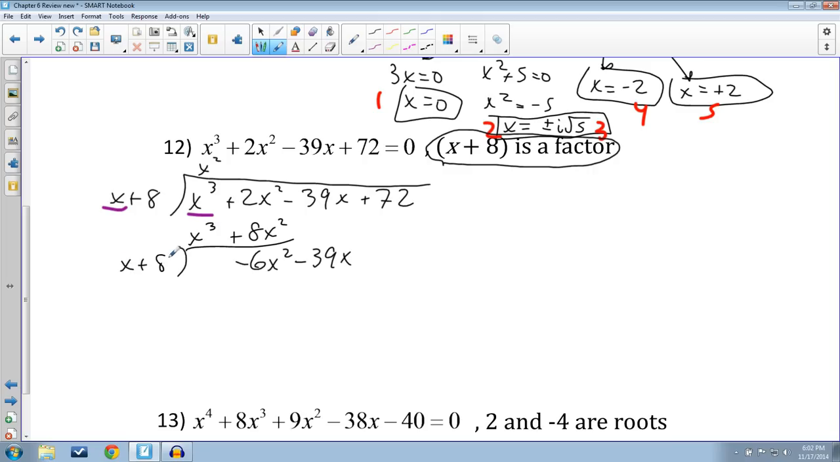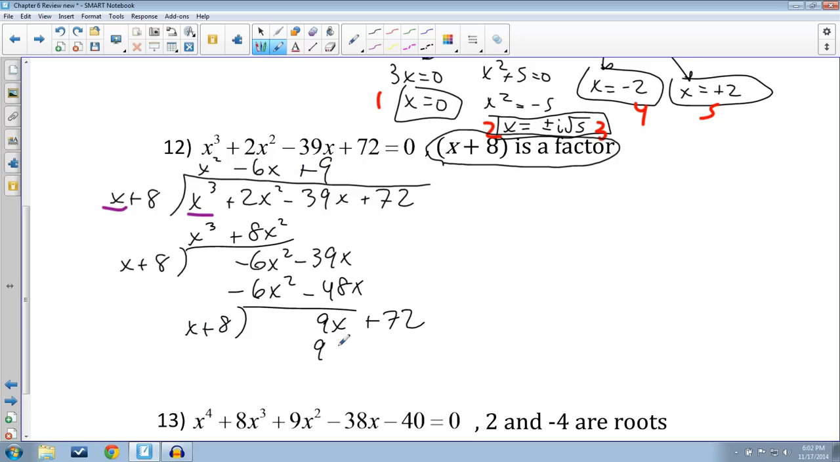Get x plus 8. x goes into negative 6x squared minus 6x times. Multiply. It's minus 48x. You have to subtract a negative here. So this becomes positive 9x. It's plus 72. Remember, I wrote this problem. I wouldn't have made it so weird that it has such a weird remainder. In fact, this doesn't have a remainder. And you get 0.